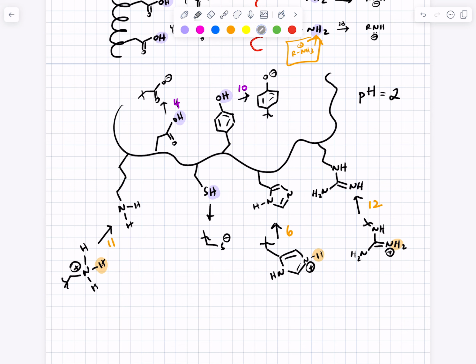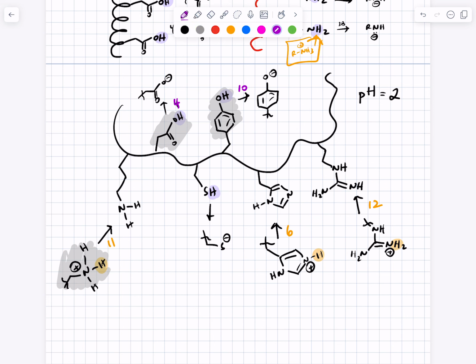The pH is lower than the pKa. Good. Okay. How about the phenol side chain? Neutral or negative? Neutral. Again, 2 is less than 10. All right. How about the amine side chain? Neutral or positive? Positive. Absolutely positive. Good.